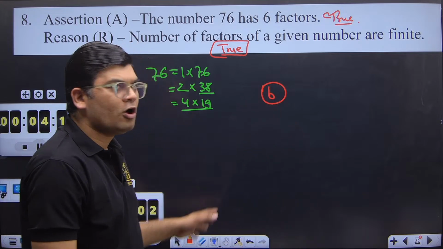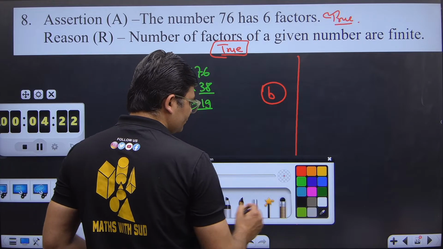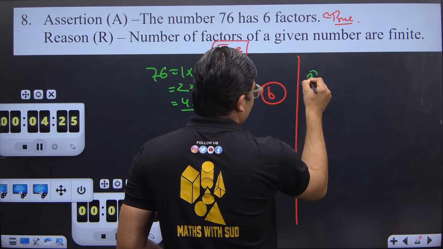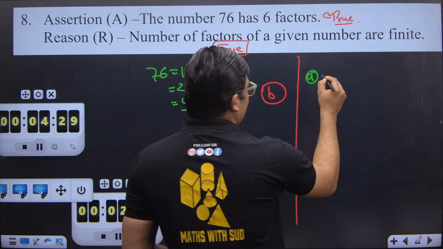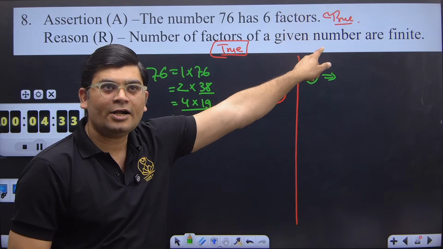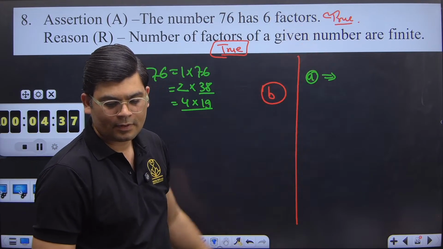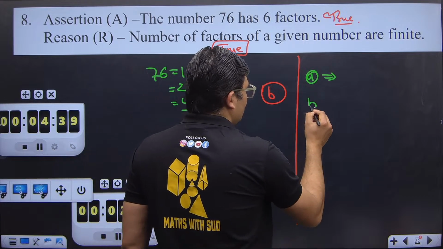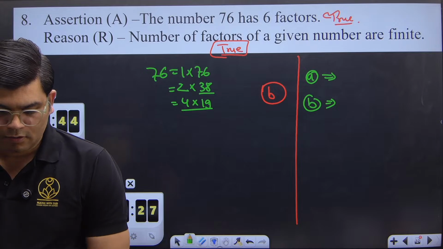Okay, so there are four options basically. What are the options, Vrinda? Tell me. So the first option is A, which is both assertion and reason are true, and the reason is the correct explanation of A. What is B? B, both A and R are true, but R is not the correct explanation of A. Very good.